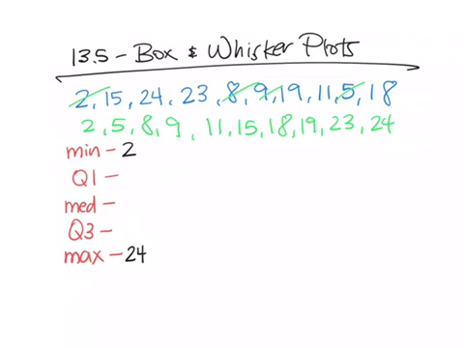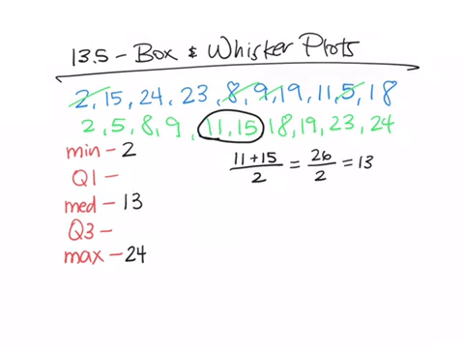Now, if you recall from earlier in this chapter, the median is the middle value of the data set. So there's not actually a middle value here. The middle would fall between these two. And remember, when you have two numbers that are in the middle, to find the actual median, you're going to find the average of those two numbers. So add them up and divide by 2. So 26 divided by 2 would give me 13. So the median value of this data set is 13.